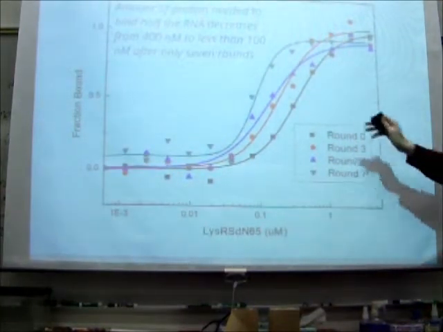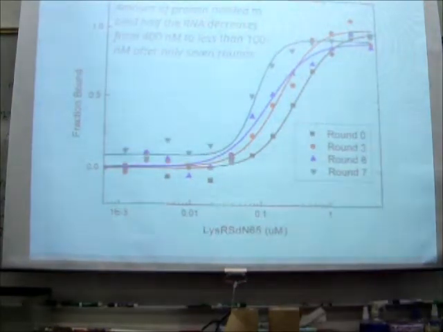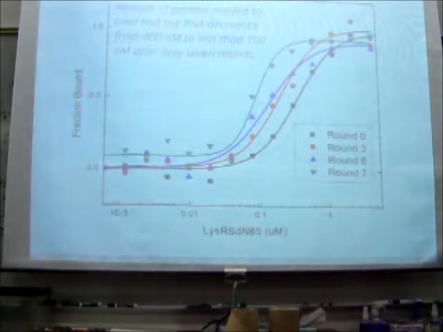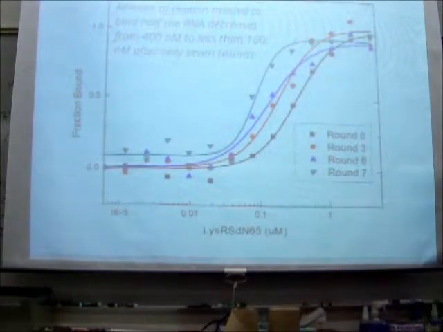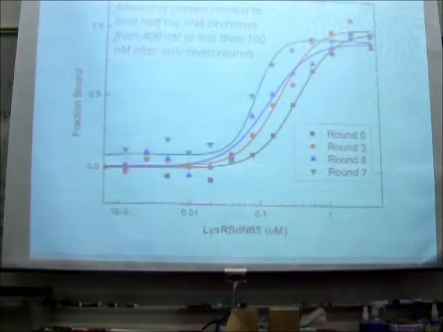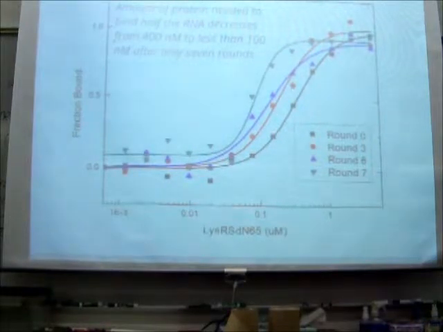As you can see, at round 0, my pool bound to the protein with an affinity of 400 nanomolar. What that means is it takes 400 nanomolar of protein to bind half of my RNA pool. Now after 7 rounds of selection, my KD is down to the 80 to 90 range. So that means it requires 5-fold less protein to bind the same amount of RNA. So the RNA binds the protein that much tighter.